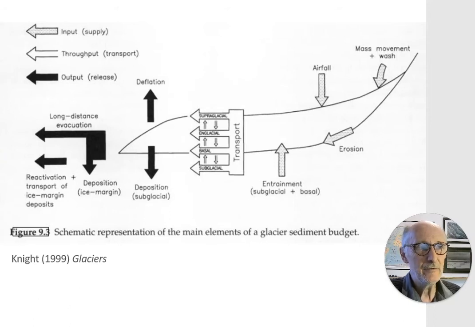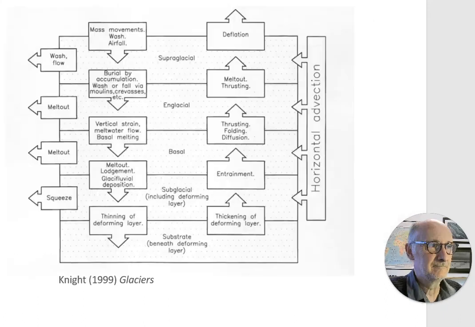The next diagram I'm going to show you picks up on this little central section and just elaborates or enlarges on that a little bit. I said with the last slide that as well as moving horizontally through my model of the system, sediment transfer can also work up and down through the system. So here we have the layers of the glacier: supraglacial at the top, endglacial, basal. Here we have the subglacial layer, and here we have a substrate.